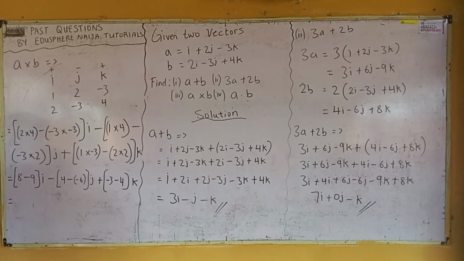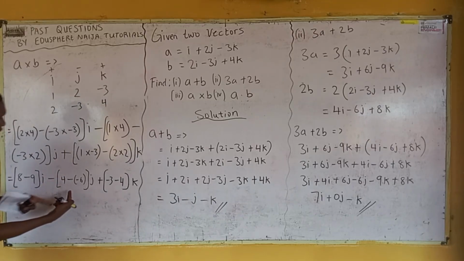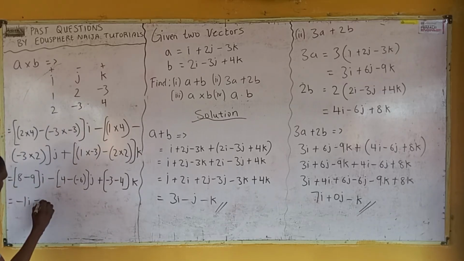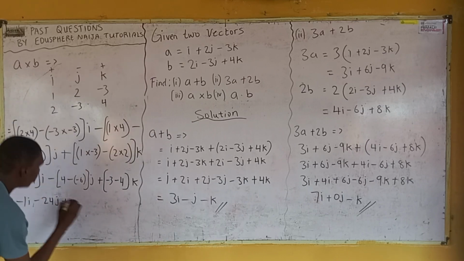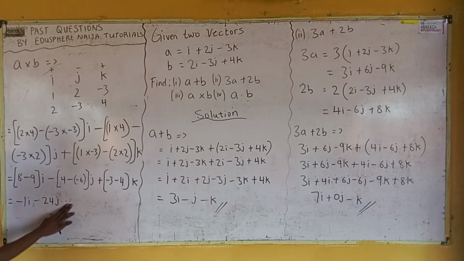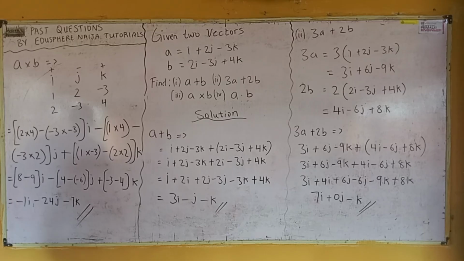So we have 8 minus 9 to be minus 1i. Then minus 4 minus 6. That will give us 4, minus times minus is plus, right? So 6 times 4 is 24, minus 24j. Plus minus 3 minus 4 is minus 7. So we are going to have this as minus 7k. And that is our final answer for a cross b.